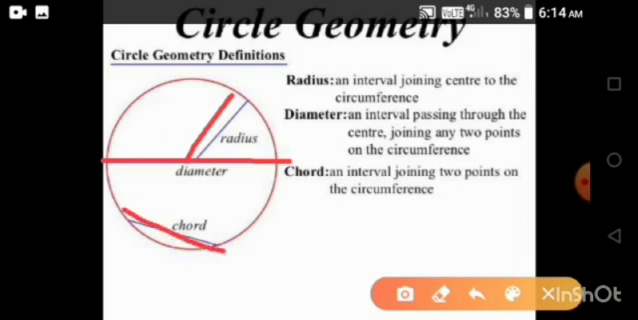Okay. So the line segment joining any point on the circle to its center is called a radius of the circle. A line segment with its end point on the circle is called a chord. A chord passing through the center of the circle is called the diameter. The diameter is the longest chord.